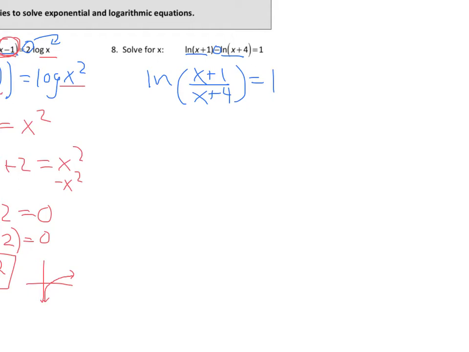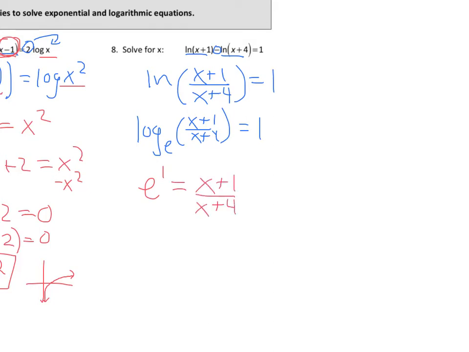And now that I have it condensed into a single log, this time I'm going to change this to exponential form. So this is the same as log base e of (x plus 1) over (x plus 4) equals 1. And to change this to exponential form, I get e to the first power equals (x plus 1) over (x plus 4). And this is the equation I have to solve. So to solve for x, since x is in two places, first I'm going to multiply both sides of the equation by x plus 4.